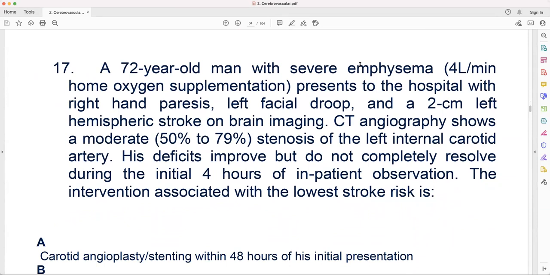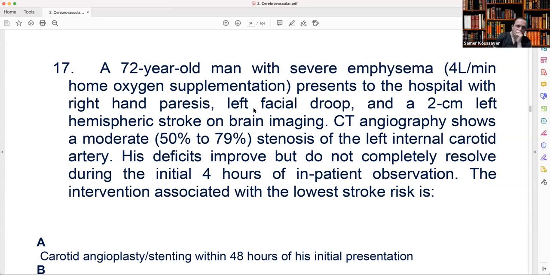72 years old man with severe emphysema, 4 liter per minute home oxygen supplementation, presented to the hospital with a right hand paresis, left facial drop, and a 2 centimeter left hemispheric stroke in the brain imaging. CT angiogram showing moderate 50 to 79% stenosis of the left internal carotid artery. His deficit improved, but did not completely resolve during the initial 4 hours of inpatient observation. The intervention associated with the lowest stroke risk is.